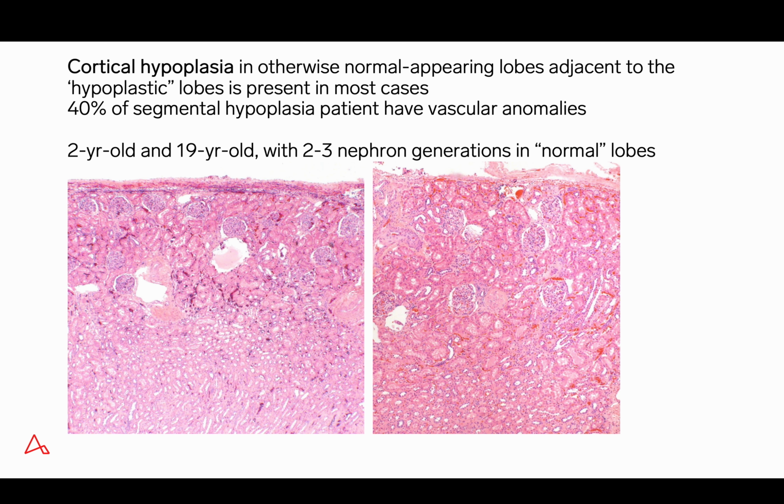If you look at the histologically normal-appearing nephrons in the adjacent cortex, you will see cortical hypoplasia or reduced nephron generation. And here's an example of a 2-year-old and a 19-year-old kidney with Ask-Upmark segmental hypoplasia, in which adjacent renal lobes showed, in this case, only 2 nephron generations, and in the case on the right, only 3 nephron generations. So there was a marked reduction in radioglomerular count. So in addition to the hypoplastic focus, there is cortical hypoplasia in some of the adjacent lobes.